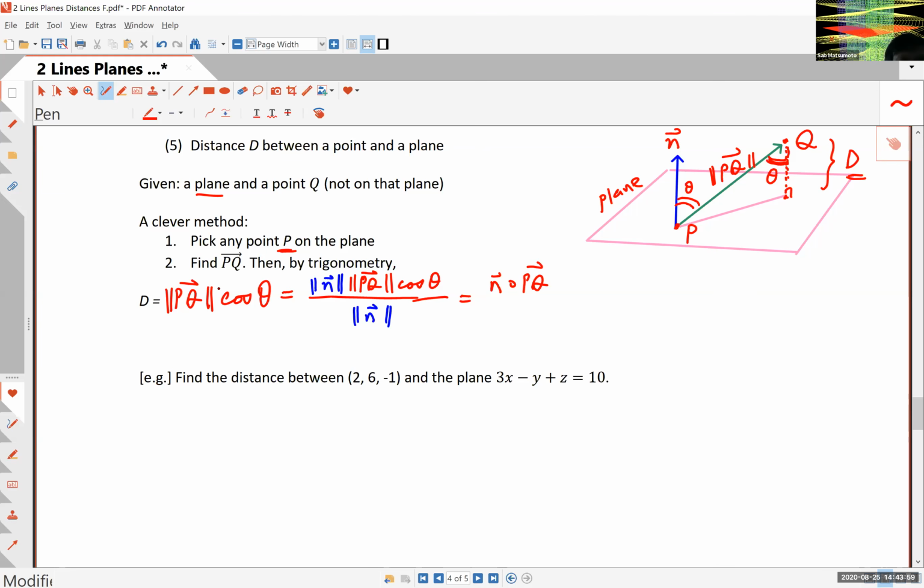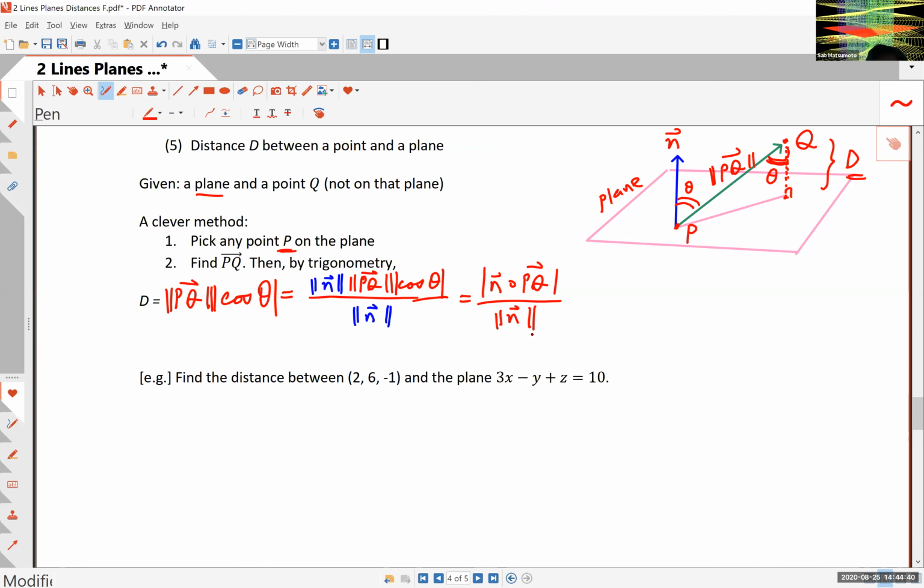Oh, by the way, the distance d is positive, so you want to have the absolute value here, because the angle theta could be obtuse. If you had the normal vector pointing this way, the cosine of the angle between n and PQ would be negative. But the cosine of an angle is the negative of the cosine of the supplementary angle, so all you have to do is take the absolute value. The numerator will be the absolute value of the dot product, and the denominator is simply the norm of n. This is it. You see how simple this equation is?